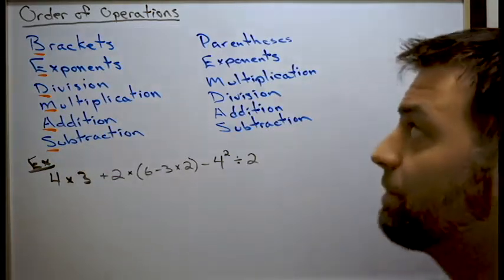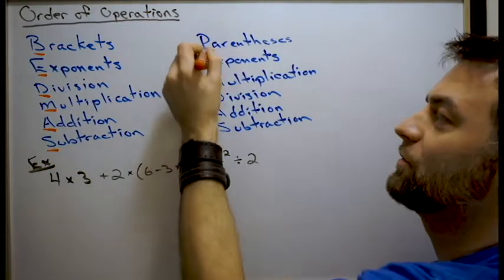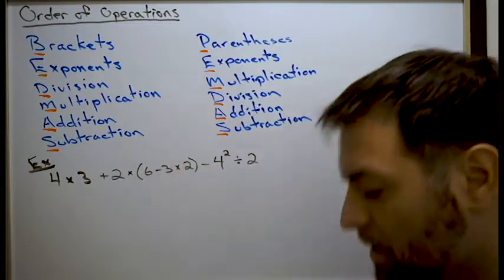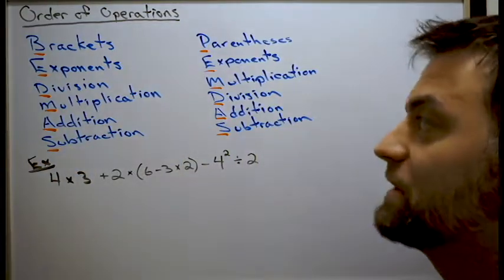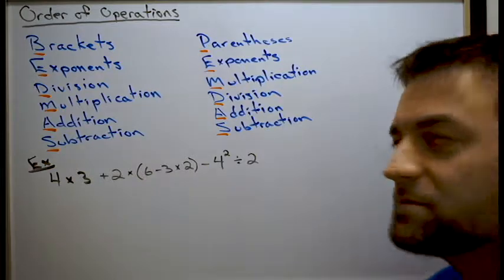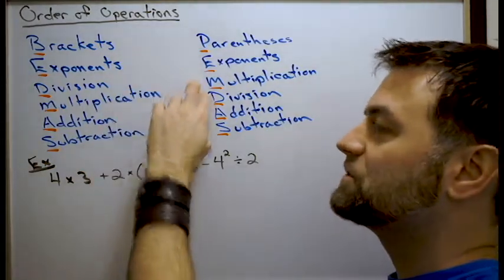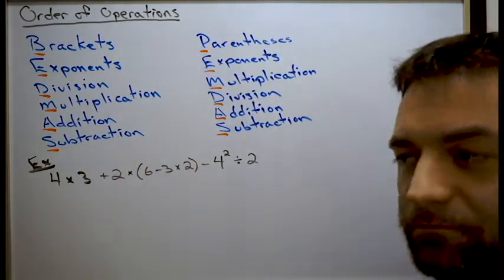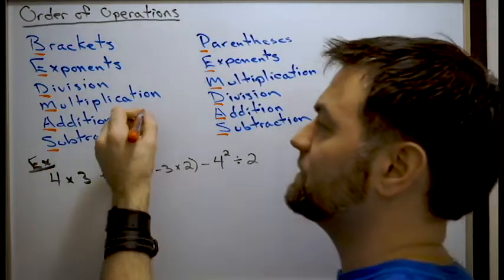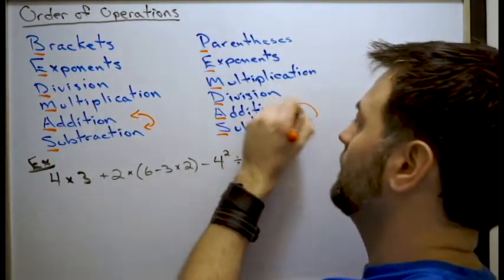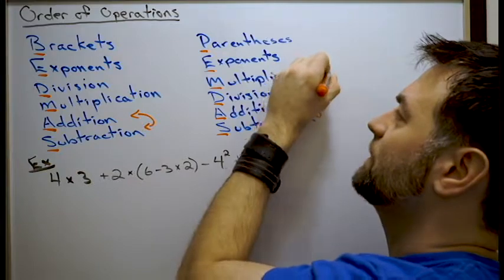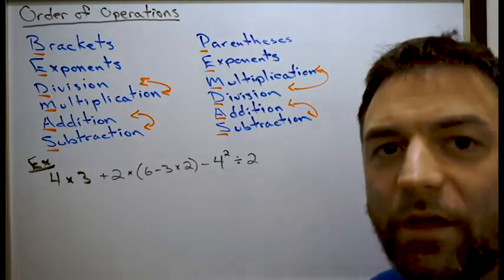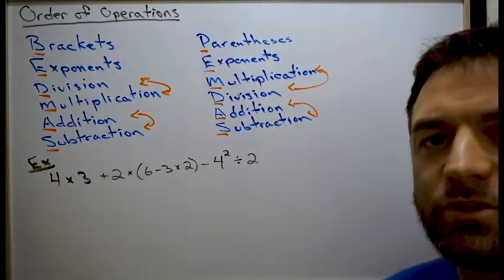You may have also heard of PEMDAS: parentheses, which is the same as brackets, exponents, multiplication, division, addition, subtraction. You will notice there is a switch in there. Multiplication and division switch around, because division and multiplication are done in the order they appear, as are subtraction and addition. So you can flip-flop these around. These two are interchangeable, as are these two. You just do them in the order that they appear in the equation.